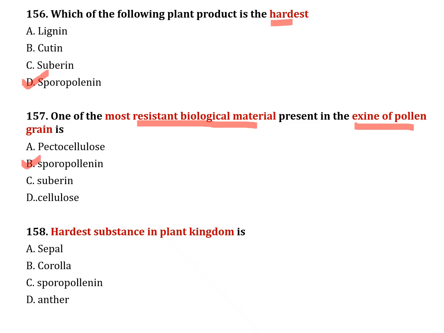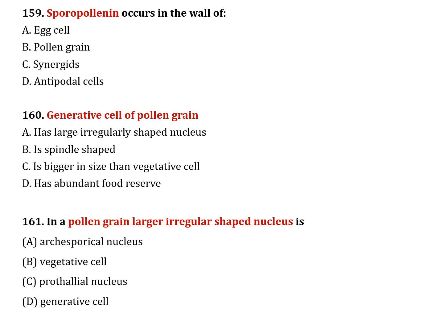The next question, number 158. Hardest substance in plant kingdom is option A, sepal. Option B, corolla. Option C, sporopollenin. Option D, anther. Correct answer is option C, sporopollenin. The next question, number 159. Sporopollenin occurs in the wall of option A, egg cell. Option B, pollen grain. Option C, synergid. Option D, antipodal cell. Correct answer is option B, pollen grain.